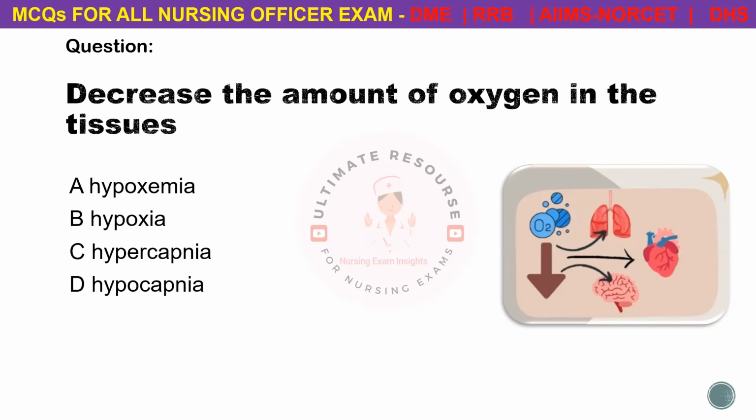Decrease the amount of oxygen in the tissues. Options are A. Hypoxemia, B. Hypoxia, C. Hypercapnia, D. Hypocapnia. The answer is B. Hypoxia.